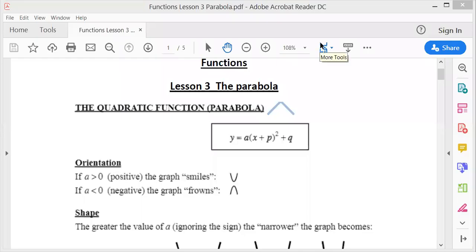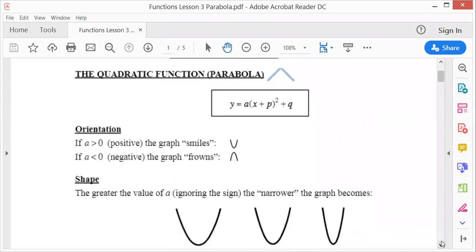Right, hello grade 11s. Functions, lesson 3, the parabola, also known as the quadratic function. Parabola or quadratic function is how it's known. This is the formula where it is already being factorized slightly, or we also call it completing the square, which I will show you in class when I see you.